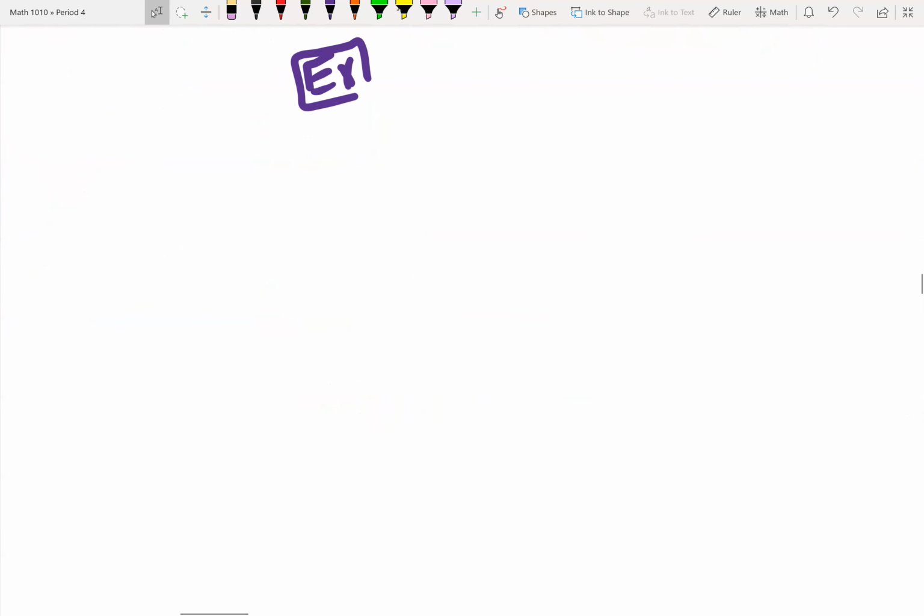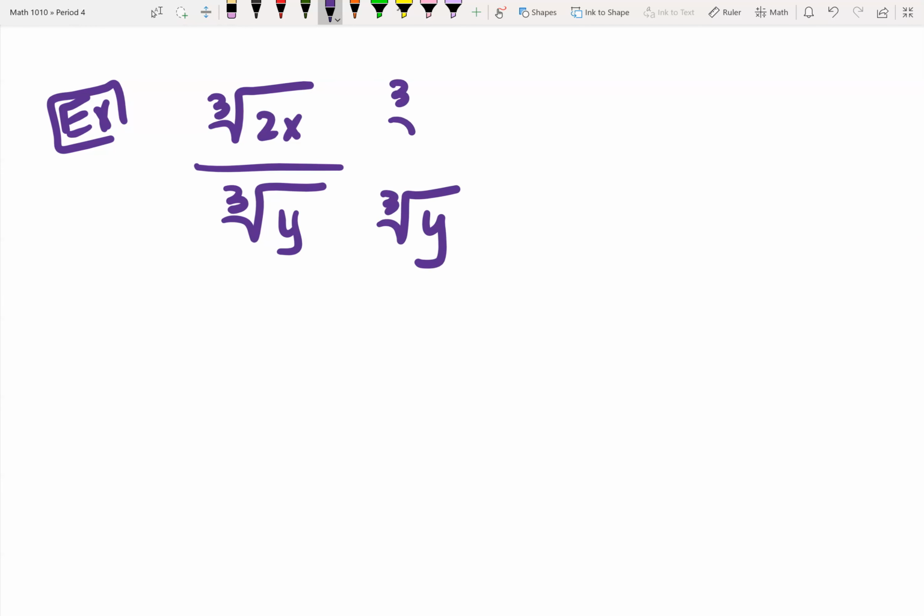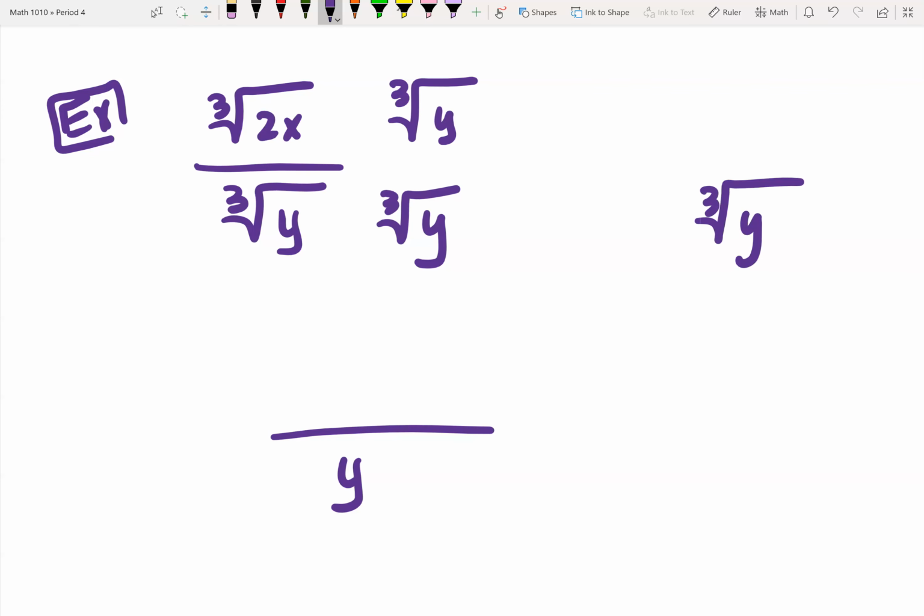Okay, now you guys walk me through this. Nice and calm. Okay, here we go. The cube root of 2x over the cube root of y. I'm going to make this one pretty basic so everyone can feel good, right? If I multiply the top and the bottom by the cube root of y, that does not make the bottom a y. It makes the bottom the cube root of, tell me everybody, y squared.